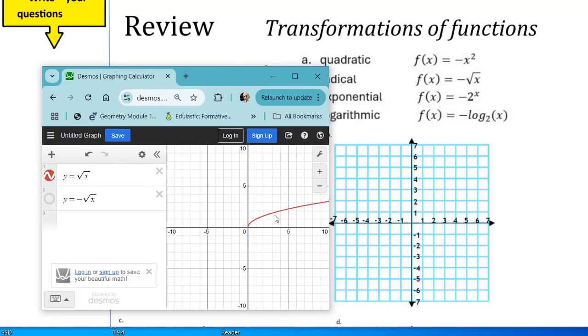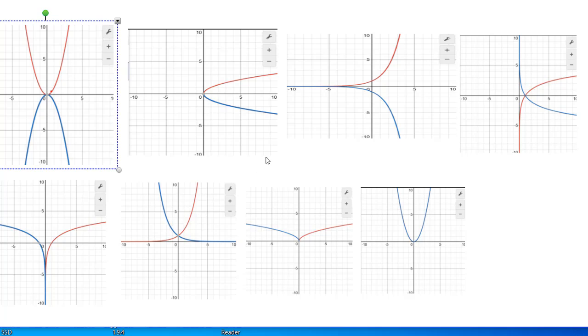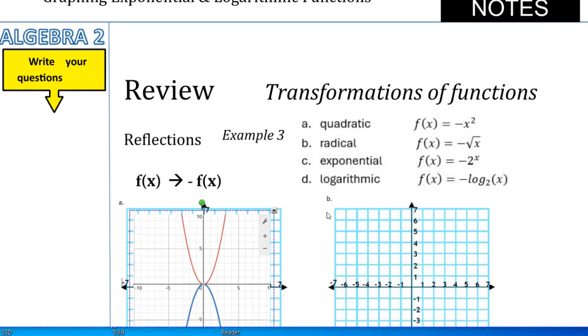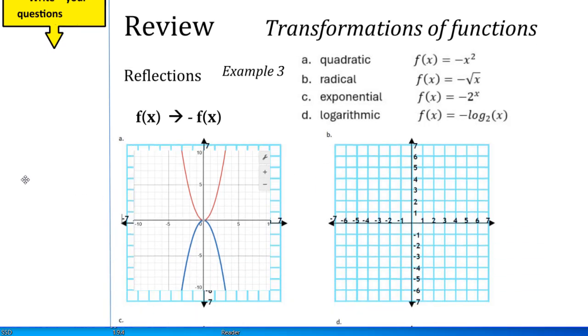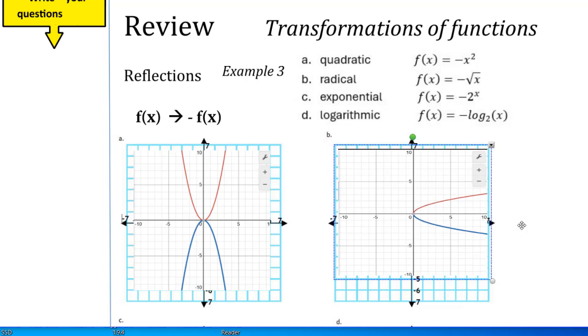There's my base function, square root of x. It's in red. Let's turn on the negative square root of x. There it is. It pops up down below. Did it flip it? I think it did. I think we can say it flipped it. Paste that one in.